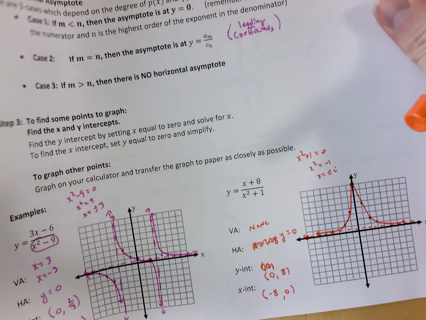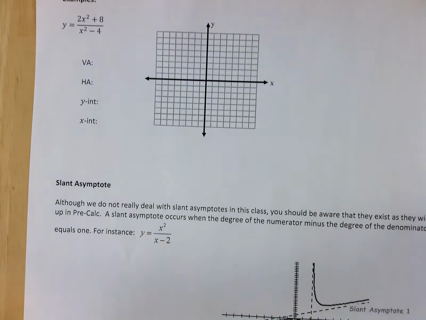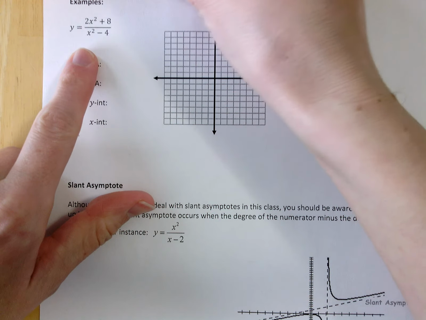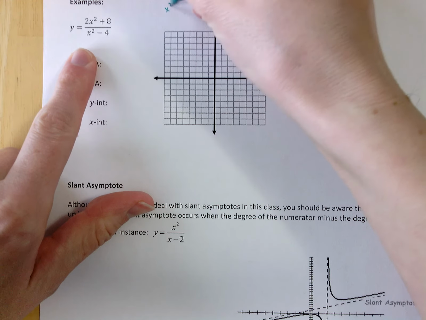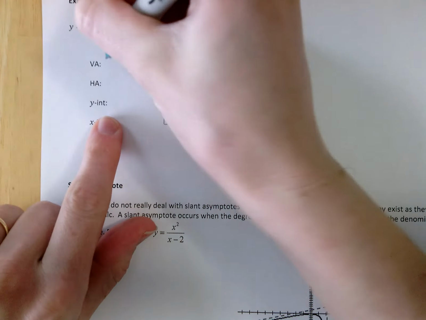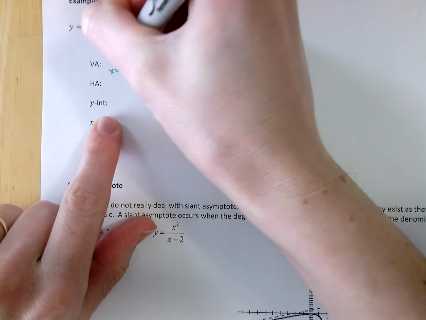Okay, next page. Okay, so another example here. So let's go through this one. All right, so first off, to find my vertical asymptote, set the denominator equal to 0 and solve. So x squared equals 4, x is positive or -2. So x equals 2, x equals -2.